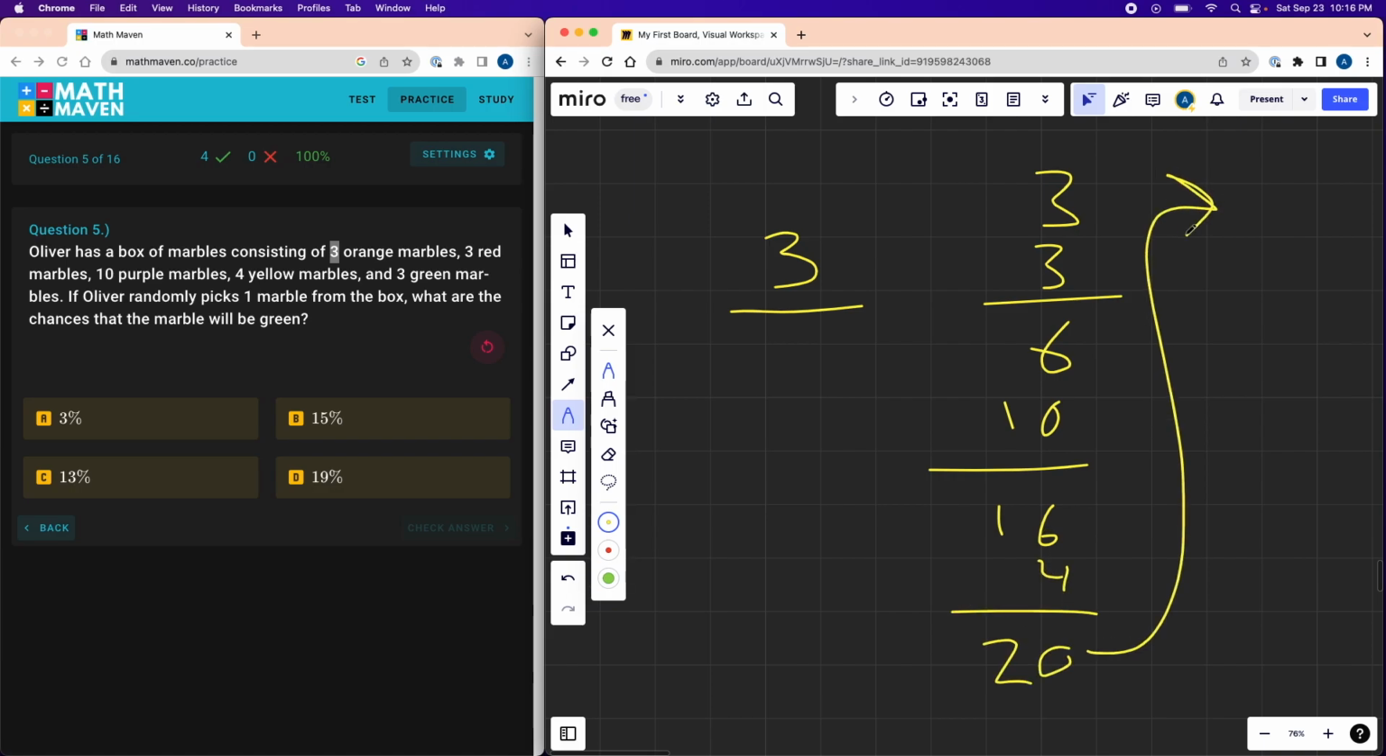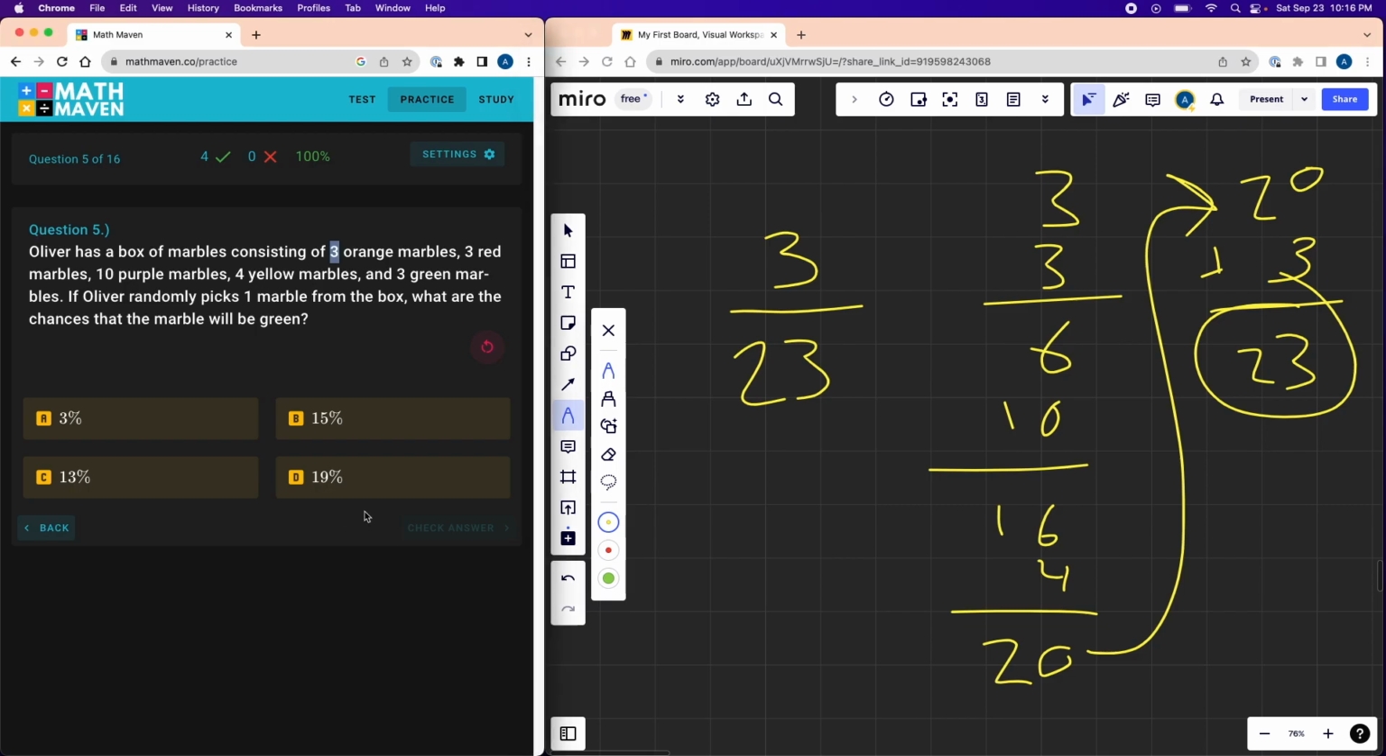I'm going to pop us up over here. So we have 20 marbles now. And then we have 3 green marbles. All right, so the total amount of marbles in this box is 23. All right, there are 23 total marbles here. So there is a 3 out of 23 chance that Oliver will pick a green marble.